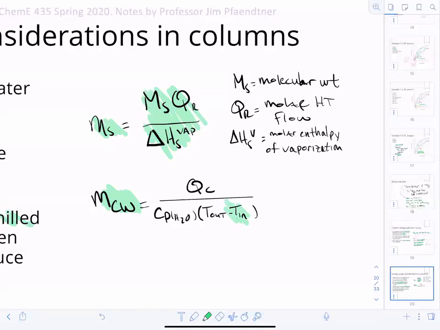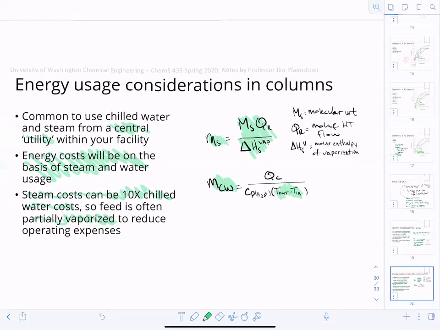This relationship should not be surprising to you as well. We need the temperature drop in our condenser, or the temperature increase in our condenser, times the heat capacity of the water, and then we'll be able to figure out the required flow rate of the refrigerant or material that's used for heating.